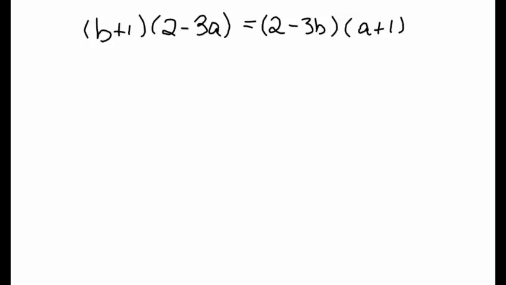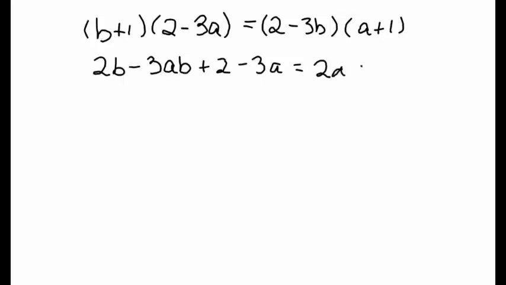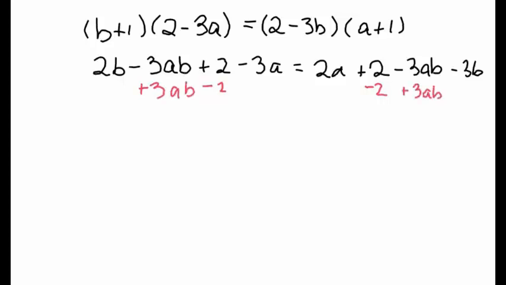So we're going to have to go ahead and distribute. Working through the left-hand side, we're going to get 2b minus 3ab plus 2 minus 3a. Expanding out the right-hand side, we're going to get 2a plus 2 minus 3ab minus 3b. Now in red, let's start balancing out either side of the equation. I'm going to subtract 2 from both sides, and let's also add 3ab to both sides as well.